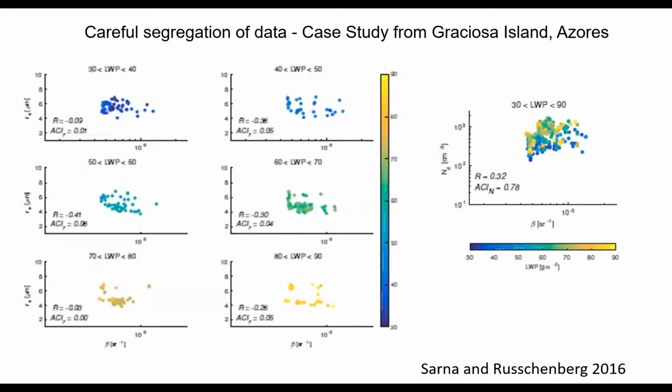And similarly, in this case, instead of effective radius, they have shown the droplet number concentration. So as a function of droplet number concentration, there is a positive relation between the aerosol property and cloud property. Next.